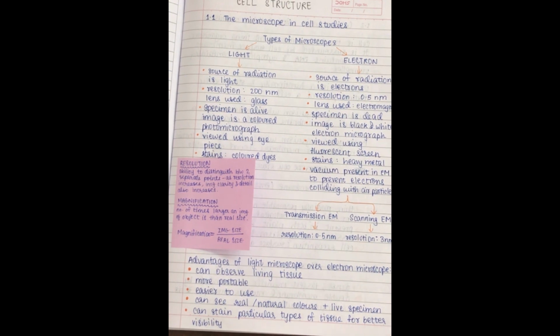Now, light microscope has some advantages over electron microscope. One is that since the specimen is alive, you can observe living tissue. It's more portable. This is because electron microscopes are large and installation means it cannot be moved easily, which makes light microscopes more portable. So they are also easy to use. You can see real or natural colors and the live specimen. When you use light microscope, you can stain particular types of tissue for better visibility.